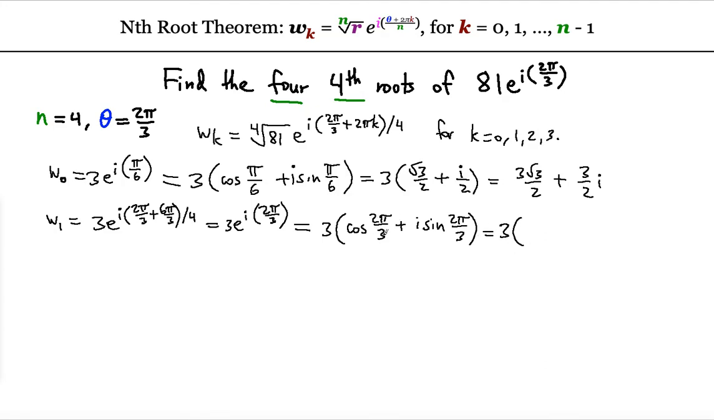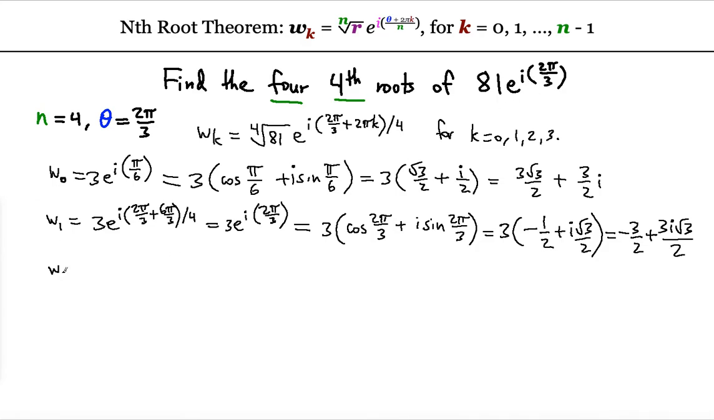Now this is going to be in quadrant 2. In quadrant 2, the cosine is negative, the sine is positive. So cosine of 2 pi over 3 is negative 1/2, and then sine of 2 pi over 3 is exactly radical 3 over 2. So what we get is minus 3 over 2, distributing the 3, plus 3i radical 3 divided by 2, right? So we found the second fourth root of the given complex number presented in polar form.